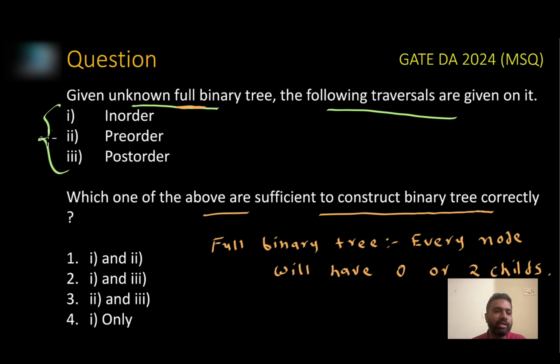So on that we are given three traversals, and we are being asked using which one of these three we can construct the binary tree correctly. So let's consider first this first option, 1 and 2. 1 and 2 means preorder and inorder. So basically first let's understand what is the preorder and inorder traversal.